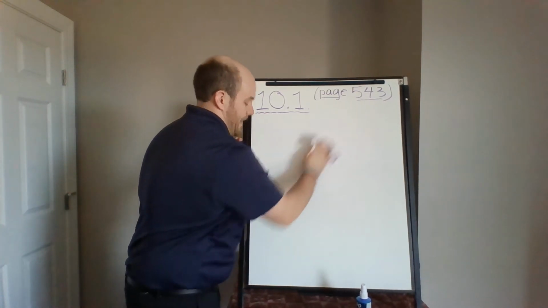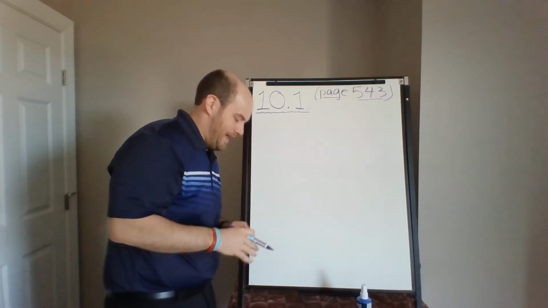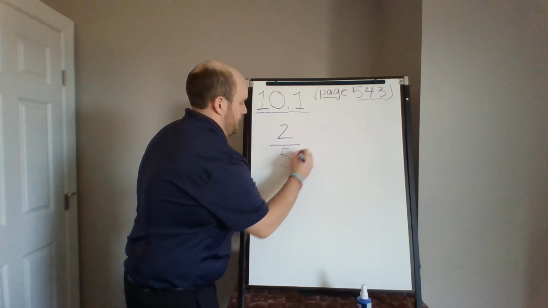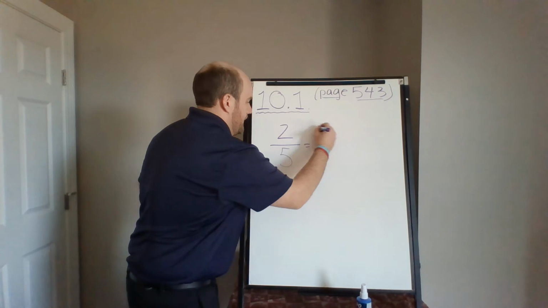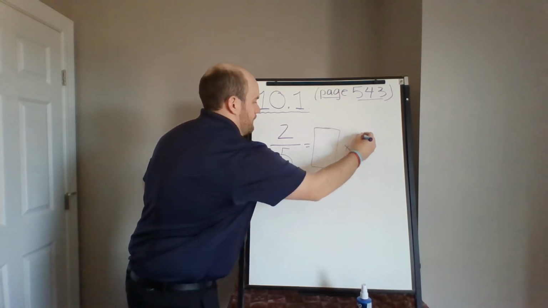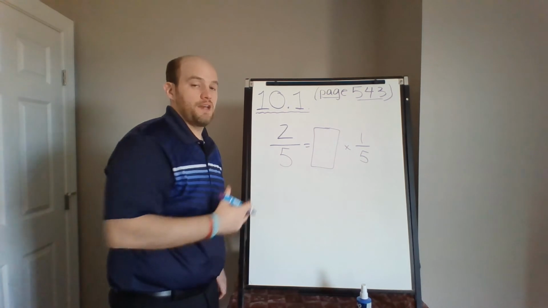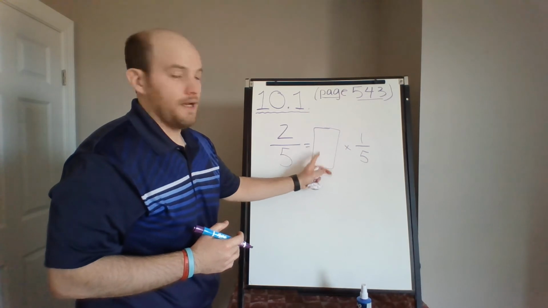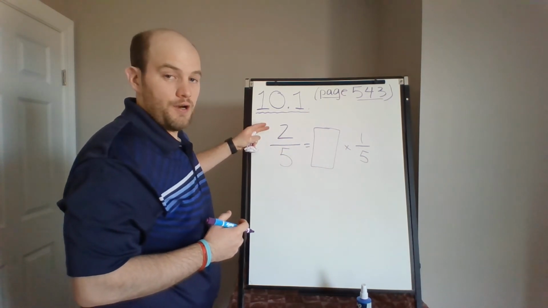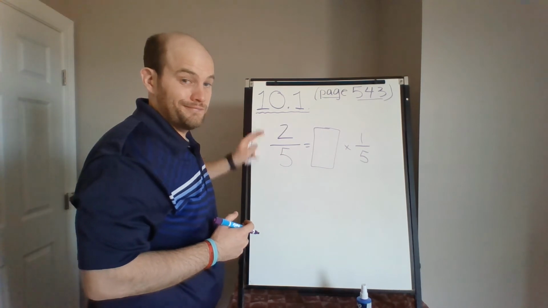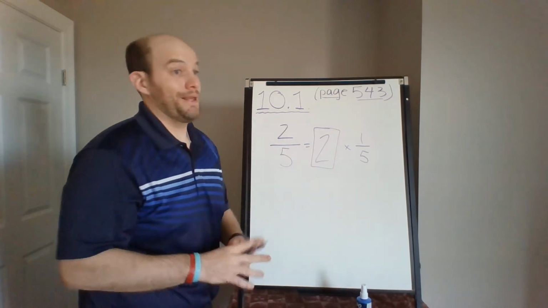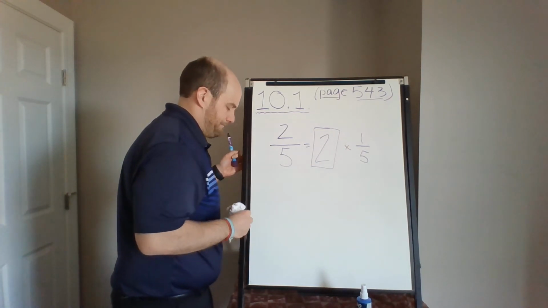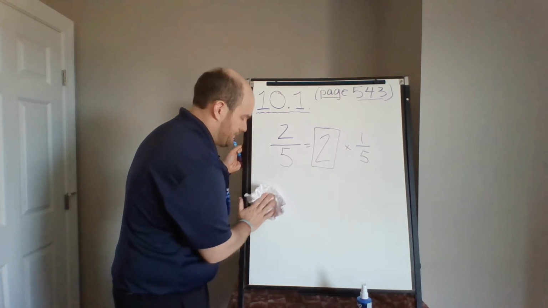Going on to number 9. We have 2/5 equals blank times 1/5. Very similar to number 7. They give you the unit fraction, which is 1/5. We have to figure out what we're multiplying by. Well, that's when we just have to check our numerator over here. Look at that, 2. Thanks, Mr. McQueen. That one was pretty easy. I know. All right, so you got that written in there. Beautiful. So that's the answer for number 9.